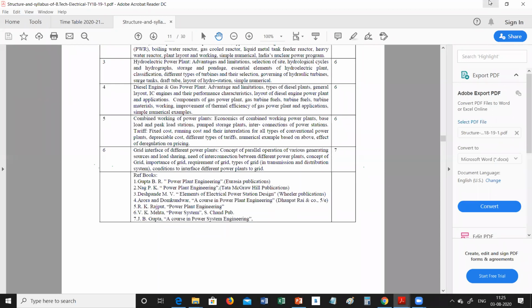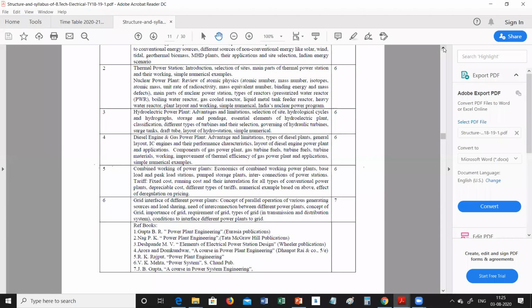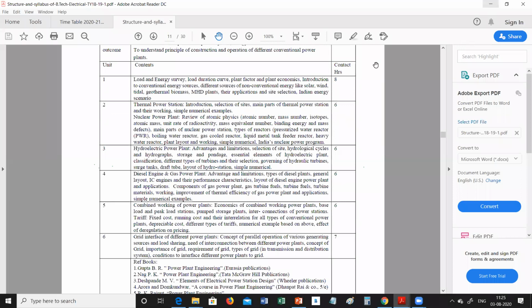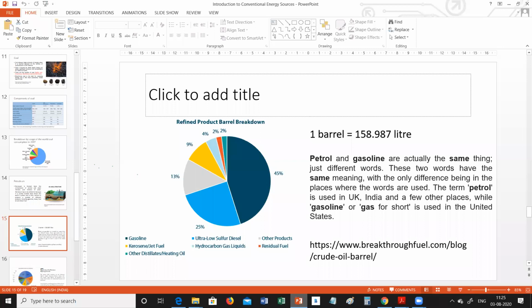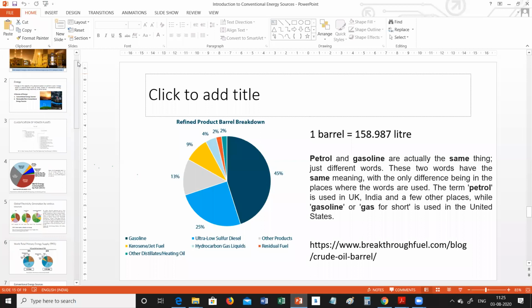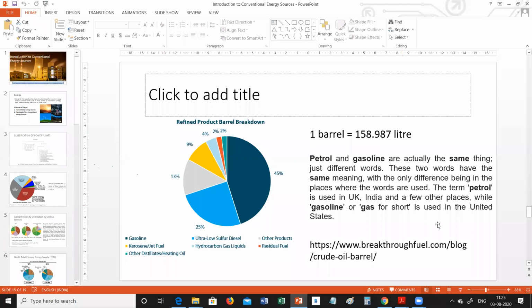Okay, now we will directly go to the contents of chapter 1. In chapter 1, we will see points like load and energy survey, and load duration curve. After one or two lectures, first we will see what the different energy sources are. After that, we will see other parts. And this lecture will be interactive. Means I will ask some questions to any one of you, and you should answer.